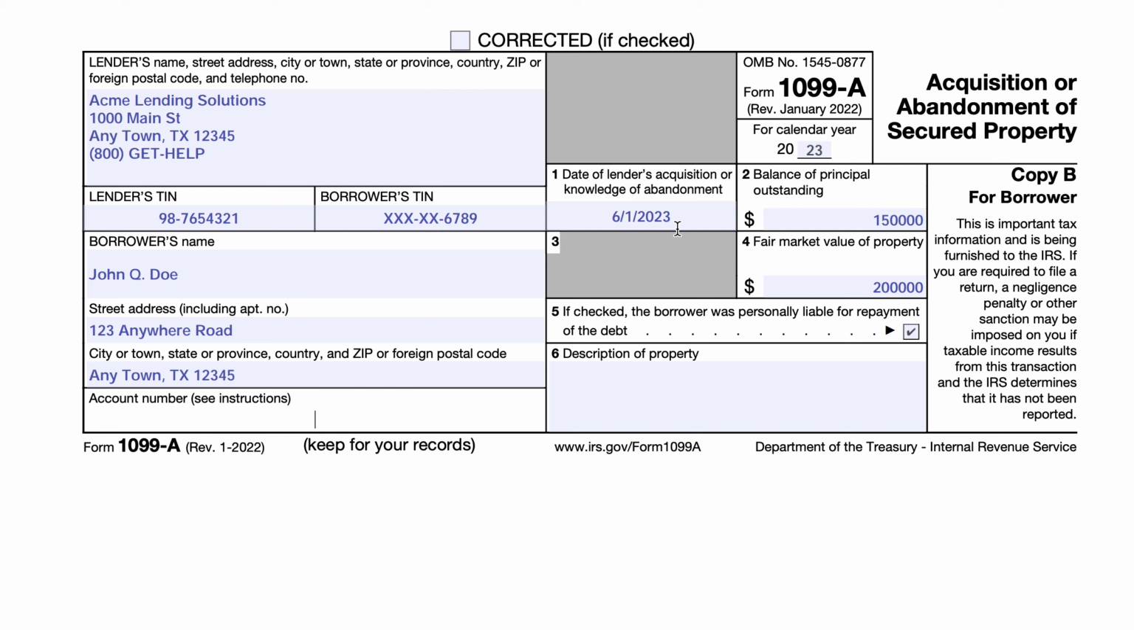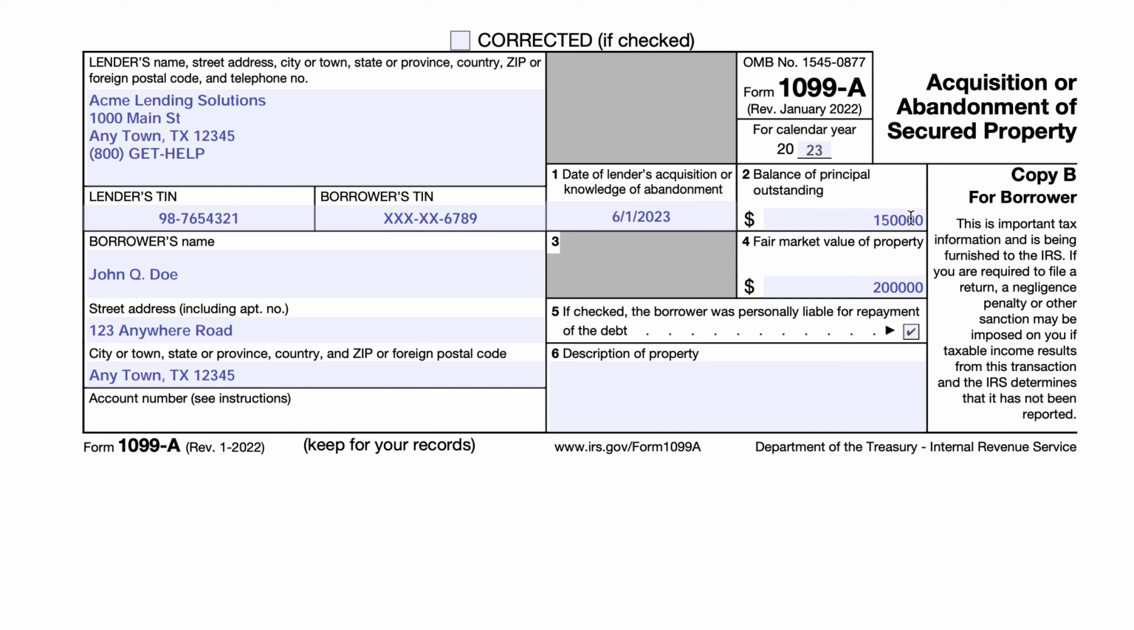Like in the Great Recession, when thousands of homeowners just walked away from homes, banks had a hard time knowing exactly when that abandonment took place. So this would be reported as the date that the bank or the financial institution knew or had reason to know that the property was abandoned under normal circumstances, unless they were already going through a foreclosure proceeding or something of a similar nature.